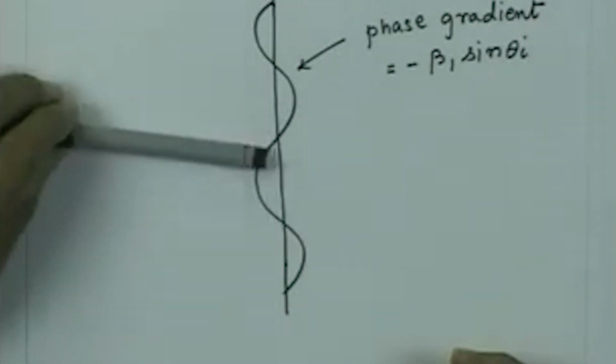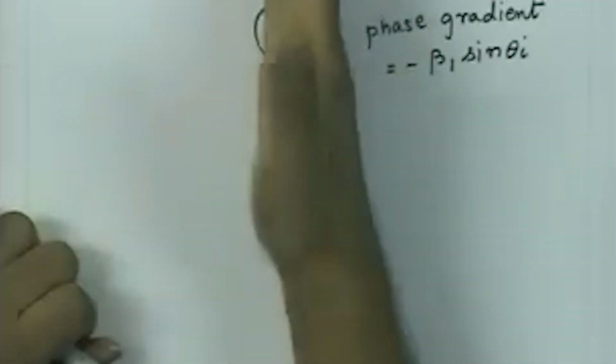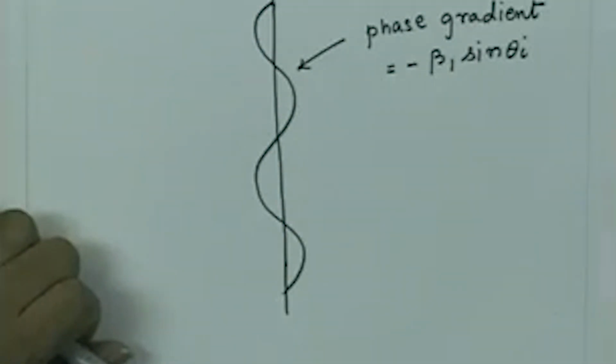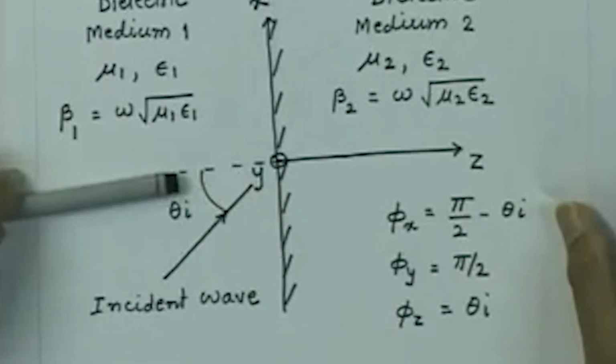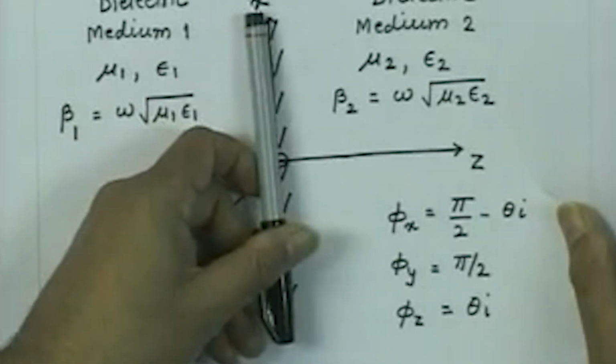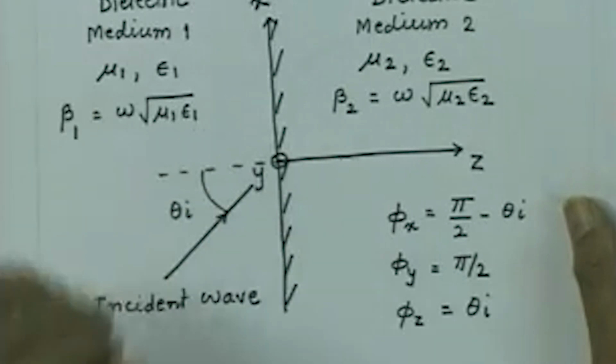If I make theta I 0, then the phase gradient will become 0. So, the phase will become constant, and that is what will be the case if the wave is moving perpendicular to this plane. So, if the wave was coming perpendicular like this, then this theta I will be 0, and then this will be constant phase plane. So, I will not have any phase gradient in this plane, and the wave will be travelling normal to this.